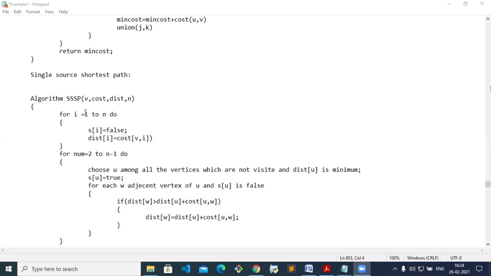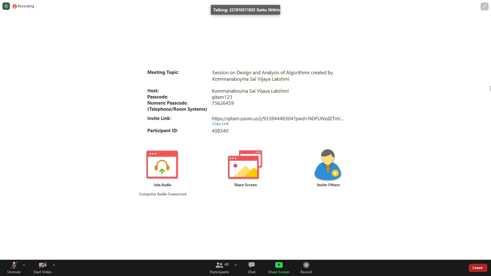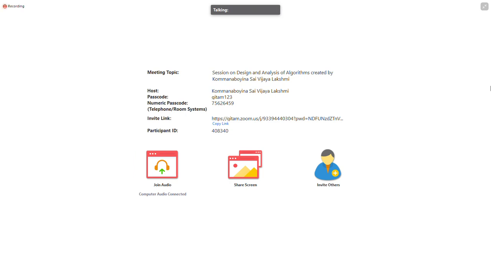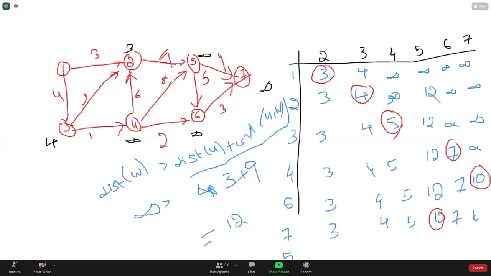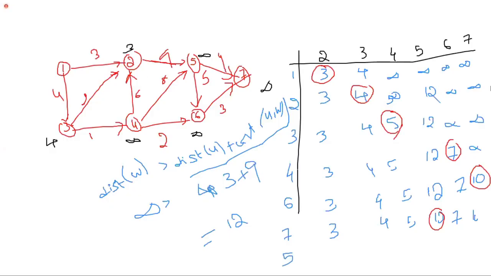Okay. Observe here before going to the algorithm. Did you understand the problem? 25. Ma'am. Did you understand the problem? Ma'am. Problem అర్థమైందా? కాలేదు మ్యామ్. We'll take one more example and explain.